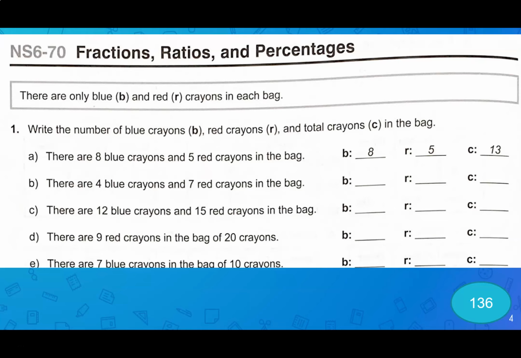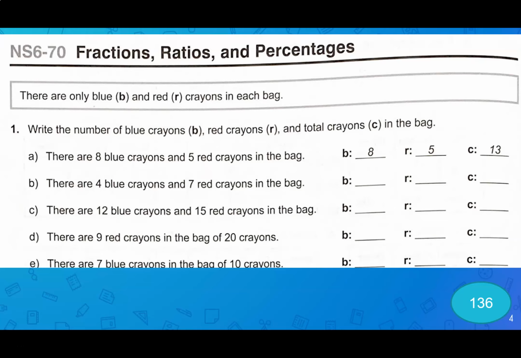We're going to just jump right into page 136 in our Jump Math book. The gray box at the top says there are only blue and red crayons in each bag, and they have used the letter B to represent blue and R for red. Number 1 says, write the number of blue crayons, red crayons, and total crayons in the bag. So the letter C represents the total number of crayons. A has been done for us.